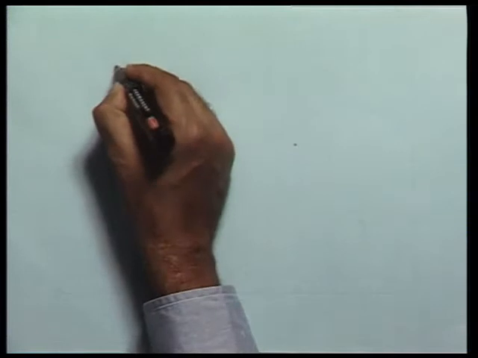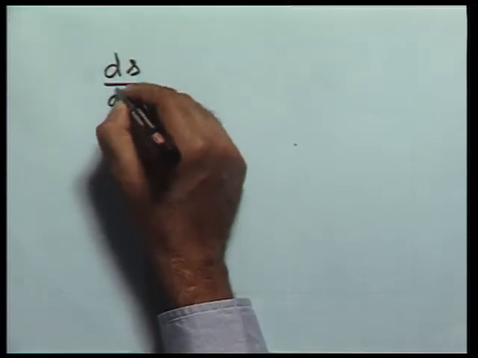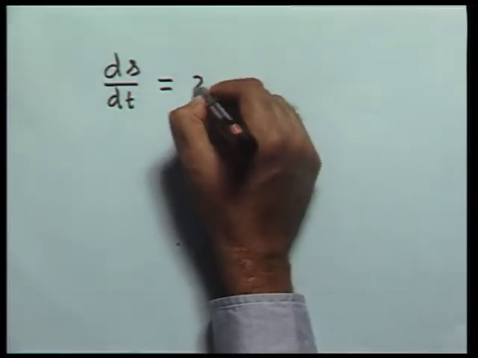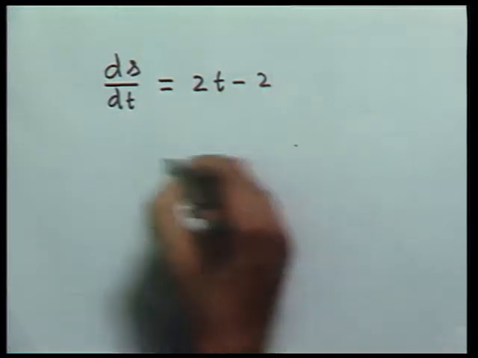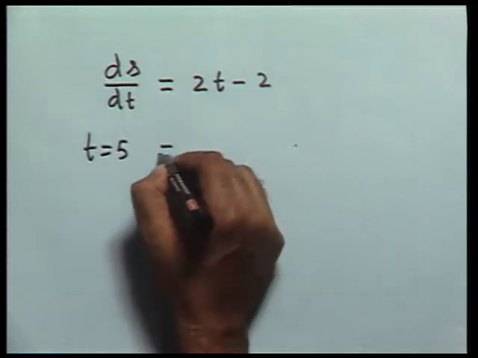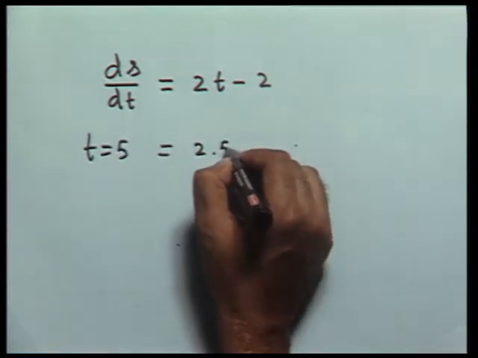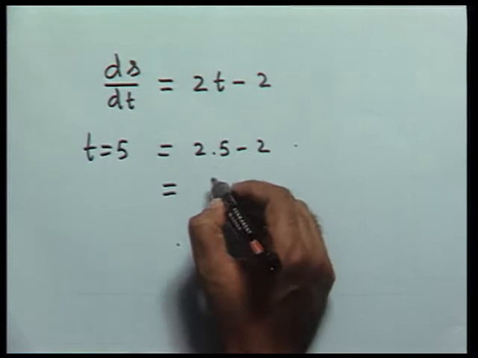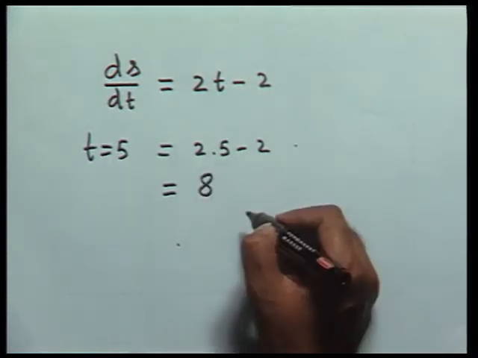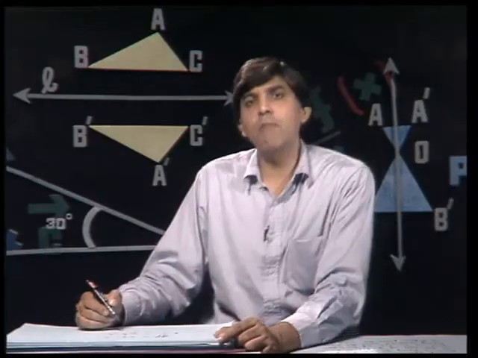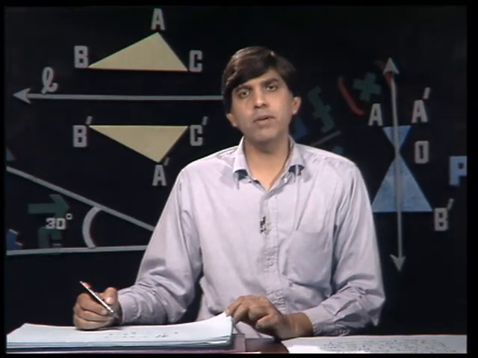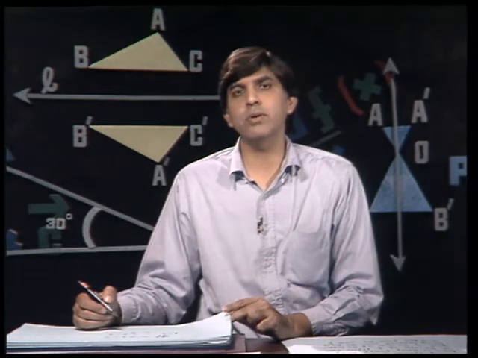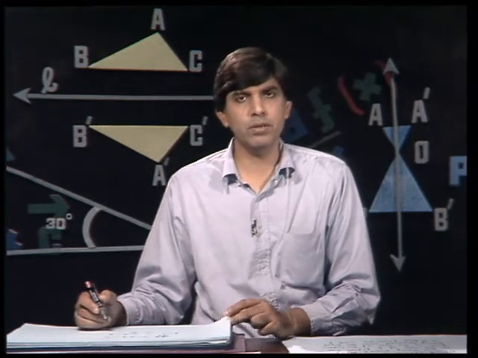ds by dt, that is the velocity of the car at instant of time t. That is nothing but twice t minus 2. And at instant of time t equal to 5, that is just going to be equal to 2 into 5 minus 2, which is equal to 10 minus 2, which is 8. So, the speedometer reading in this instant is going to be 8 kilometers per hour. That is the rate at which the car was traveling when the car reached the distance 15 kilometers.